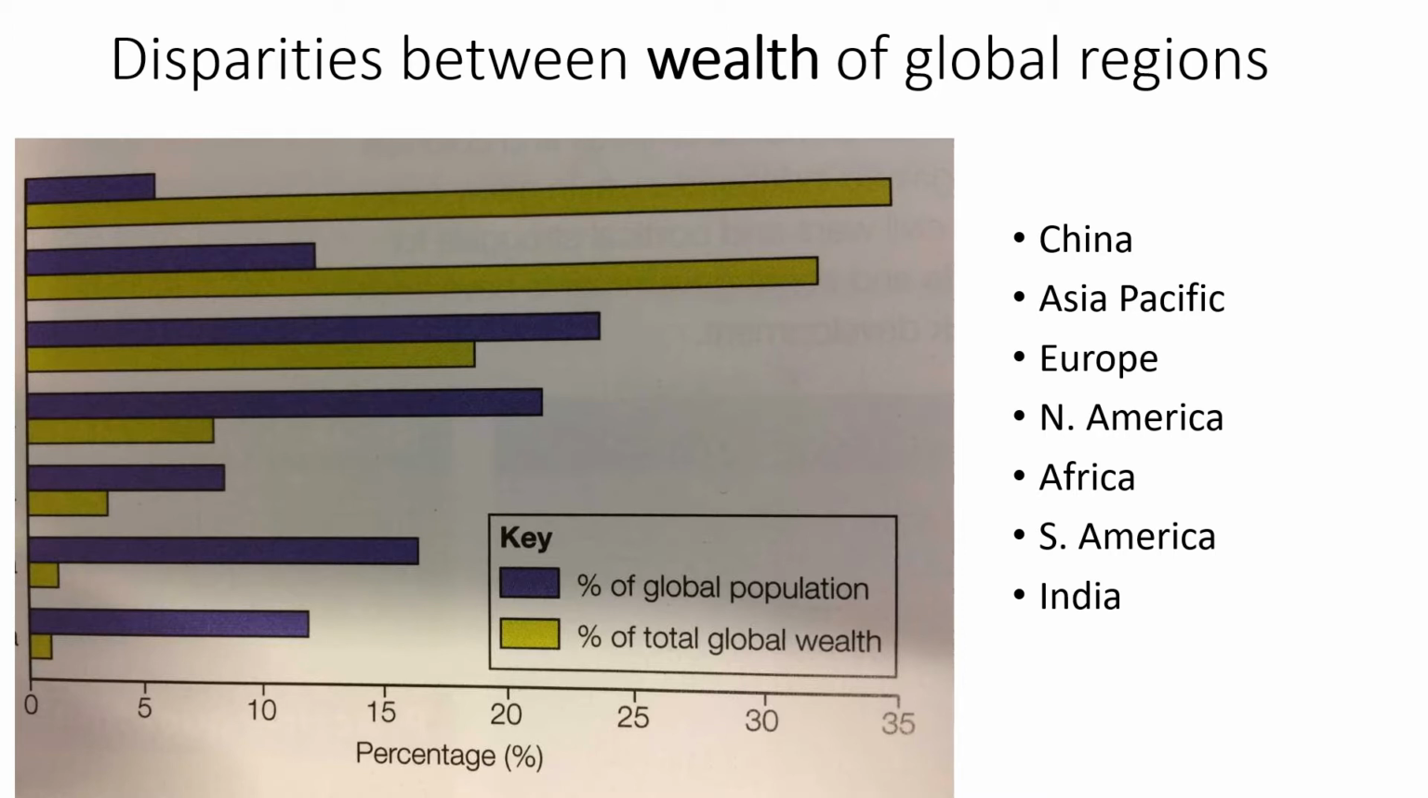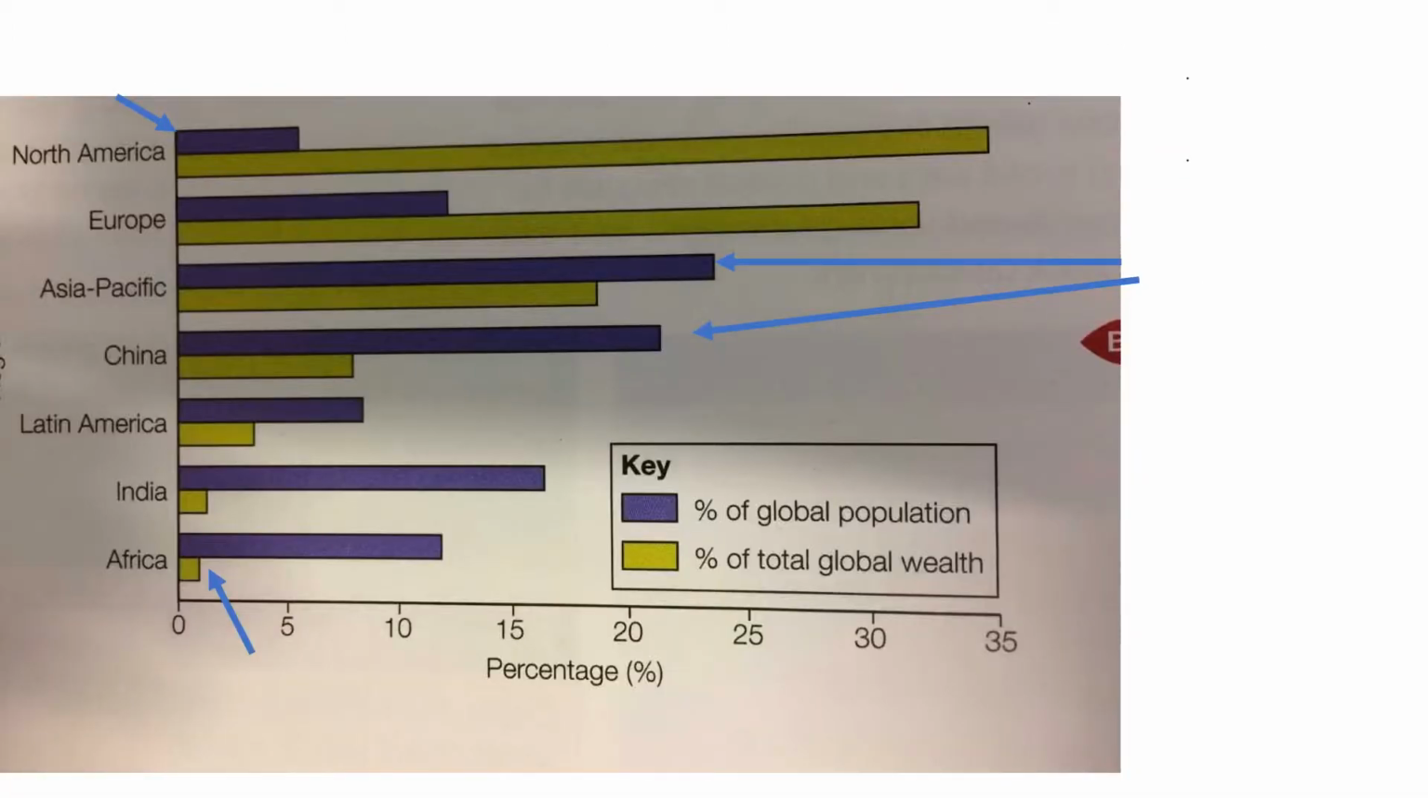The blue is showing you the percentage of global population in that area, and the yellowy mustard colour is showing you the percentage of total global wealth. When you think that you've grasped it or you've got a few of them, move on and see whether you are right. Okay, so have a look and see what you have got right.